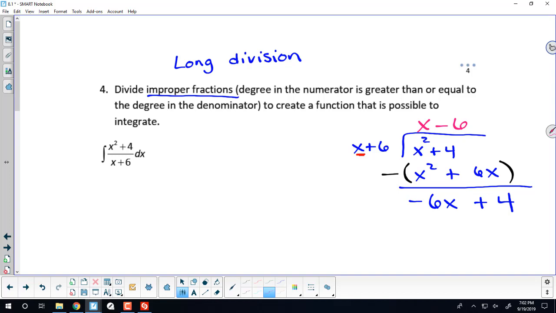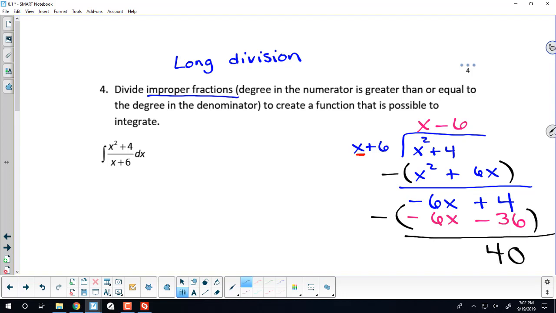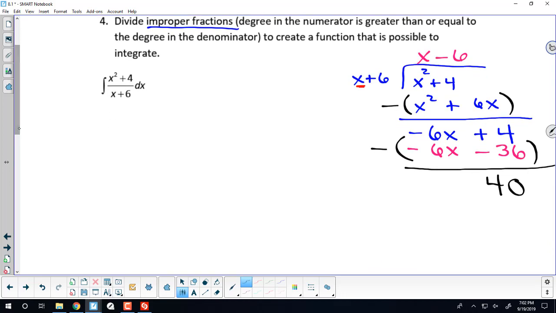Negative 6 times x, negative 6 times the positive 6. And then we subtract off that polynomial. So we get 40. Divisor won't go into 40, so that's it. We're done with division. That's our remainder.